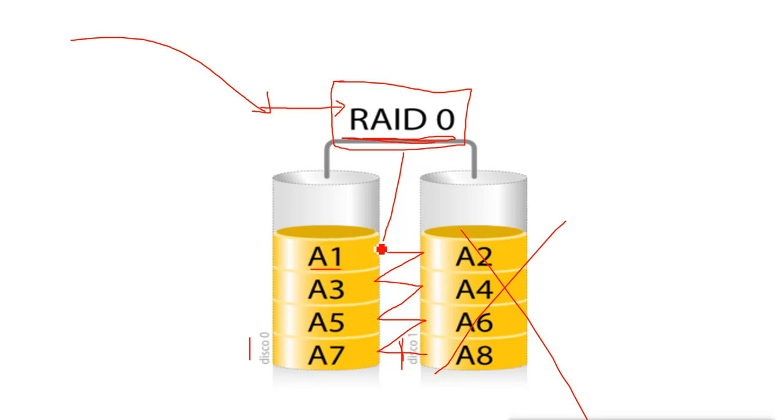So why do we use it? It is for performance, and it gives you the combined space. For example, you have one hard disk of 100 GB and another hard disk of 100 GB. You will get the combined space in this RAID partition: 200 GB. So you get the combined space of two disks, and also the performance, but not redundancy.